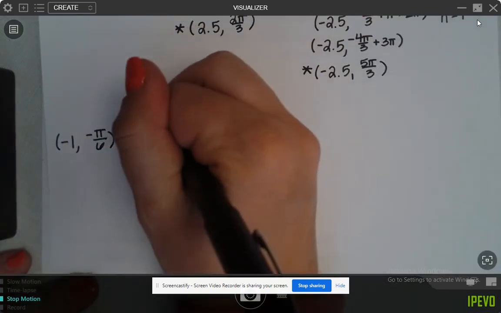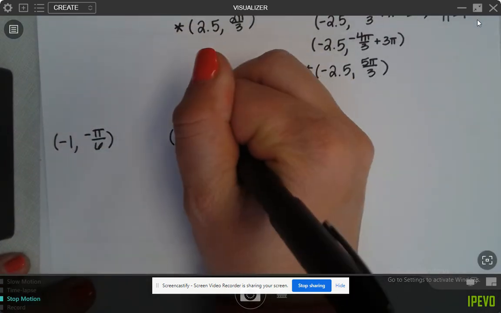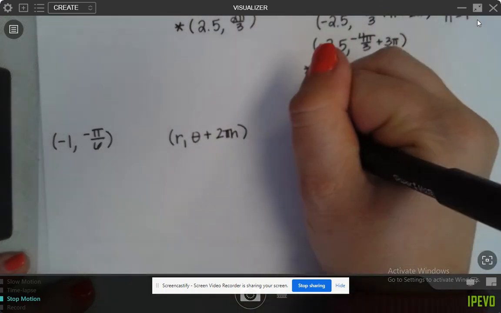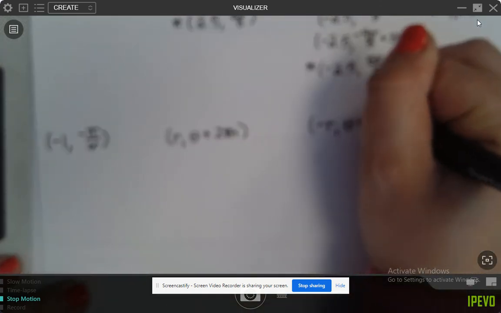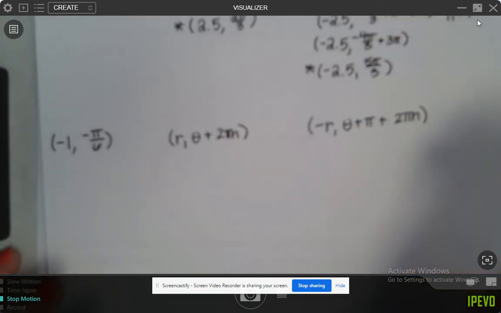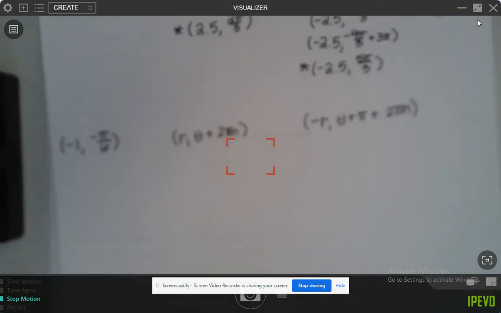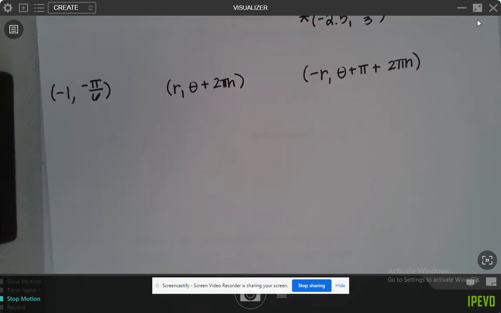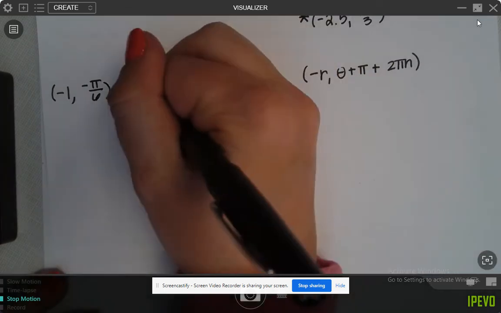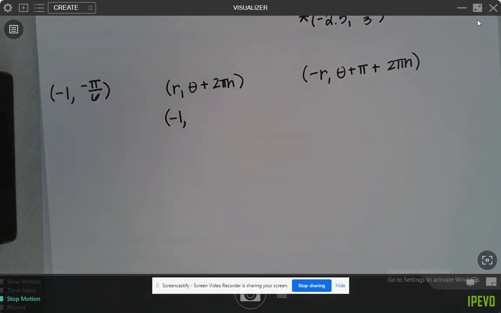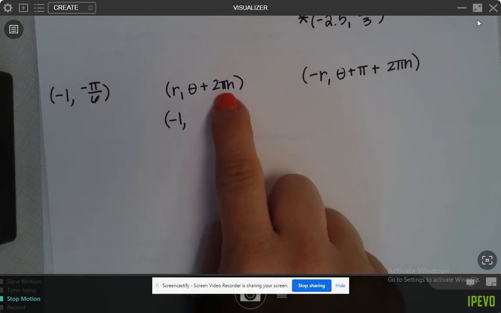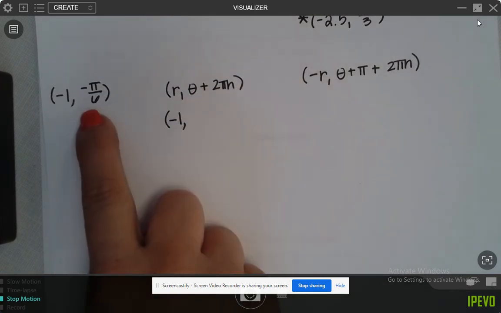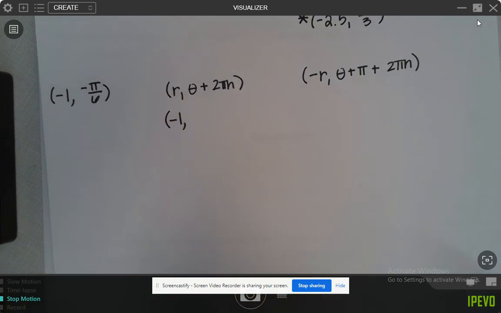Okay. So, r, comma, theta plus 2 pi n. And then negative r, theta plus pi plus 2 pi n. All right. Which one do we have to do first? The first one. So it keeps my radius the same. So my radius is going to stay at negative 1. Now, be honest. Can n equal 0 here? No, because it's exactly to where it is, right? So n has to always equal either 1 or negative 1. Does that make sense? Because you're going to add 2 pi or subtract 2 pi.